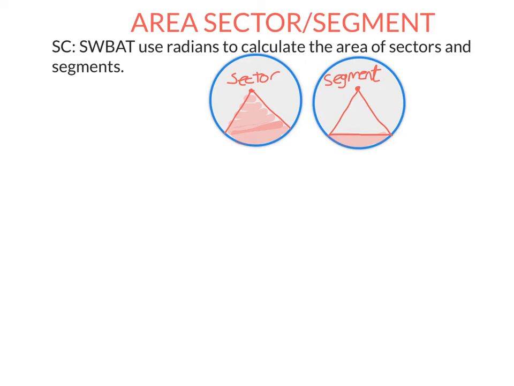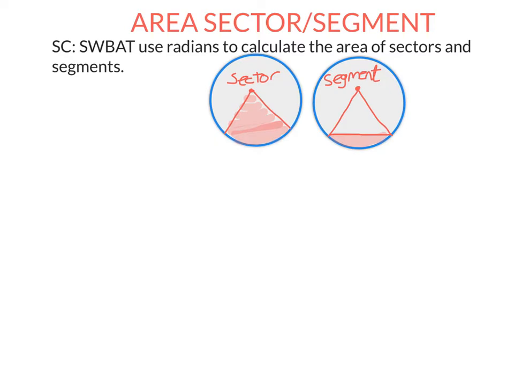Thank you so much for tuning into this video in which we will use radians to calculate the area of sectors and segments. A sector is like a piece of pie cut out from the circle. A segment is the area between a chord and the circumference of the circle. It's like the sector, but with the area of a triangle bit cut out. So to find the area of this segment, we're actually just going to find the area of the sector and subtract the area of this triangle. So let's look at how we would use radians to do this.